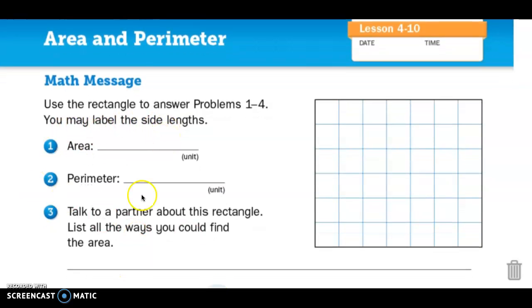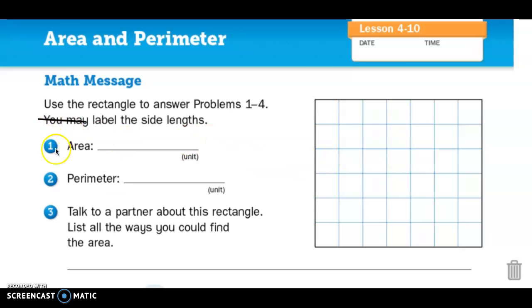And what's my rule? We are going to label the side lengths so that we can look back at our answers and double check our work. That is a great strategy. So I want you to label each side. We need to find the area and we need to find the perimeter. That's your first two things we're going to do.